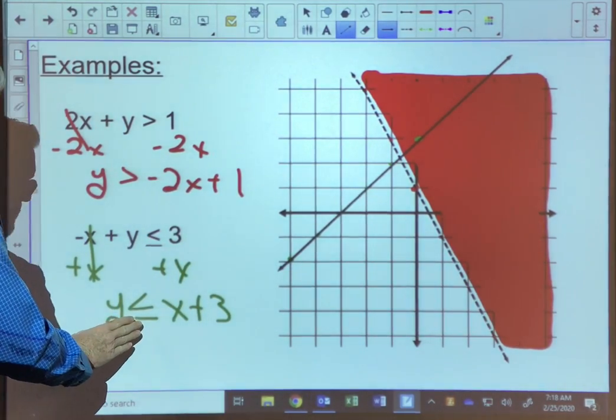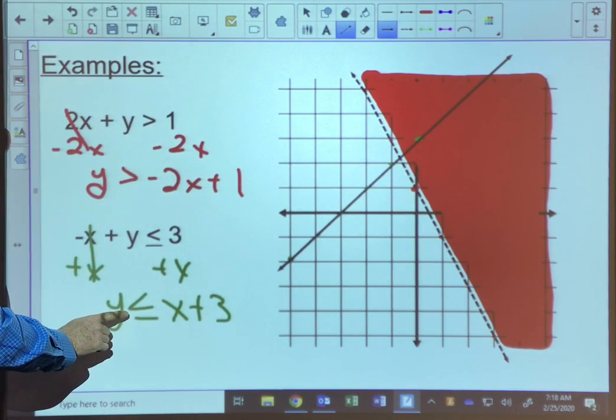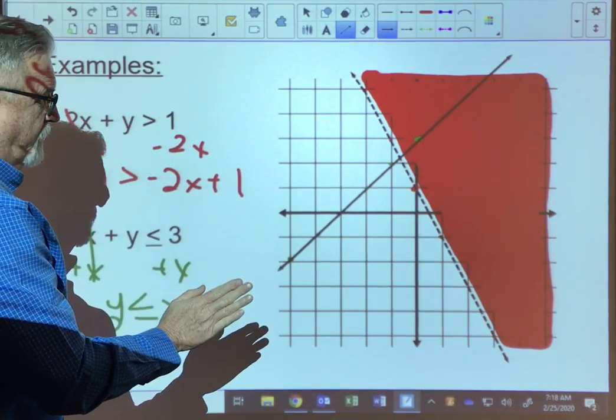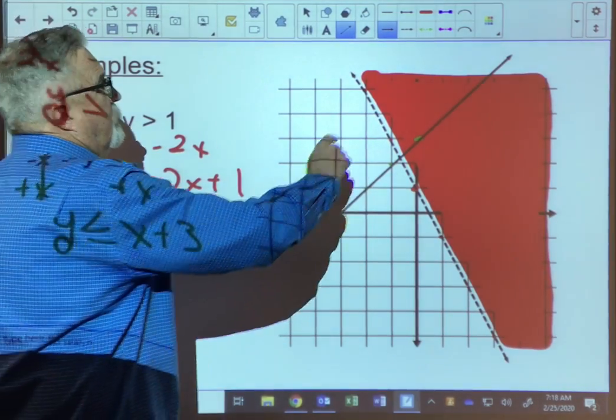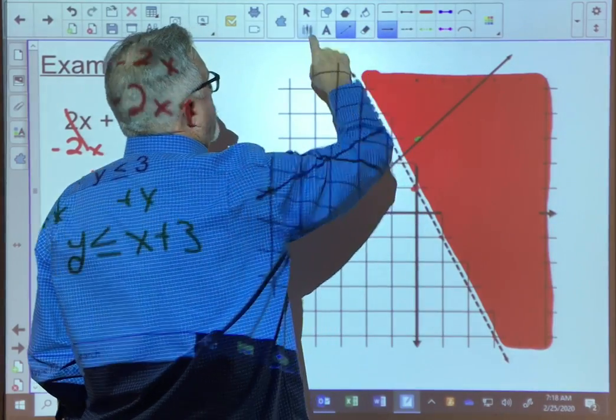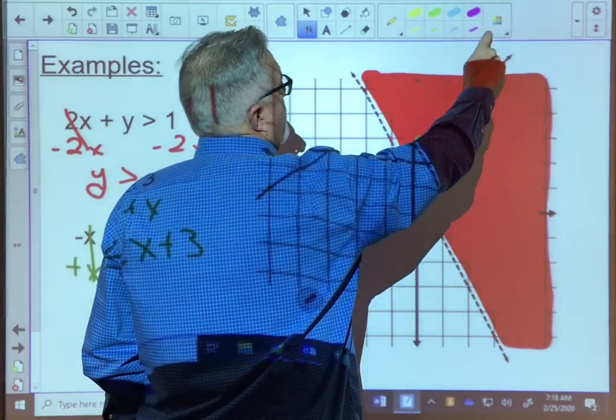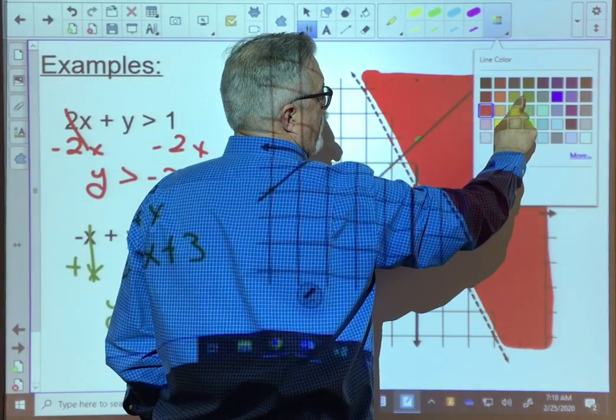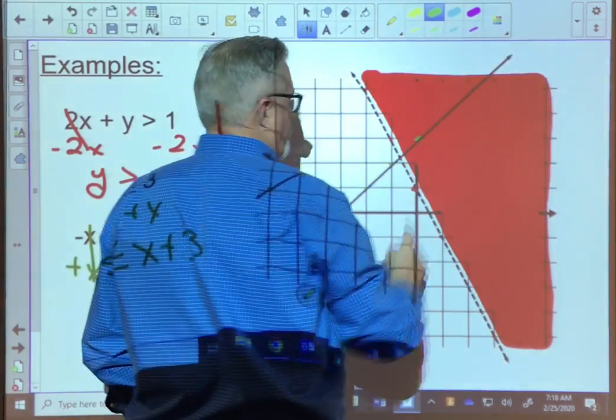This one says that the solution is less than or equal to that, so I'm going to have to shade on the bottom side of the line. So I'm going to shade it in with my green. Let's get a highlighter. Let me do it with highlighter this time. I think it'll work better. I'm just going to use that color.